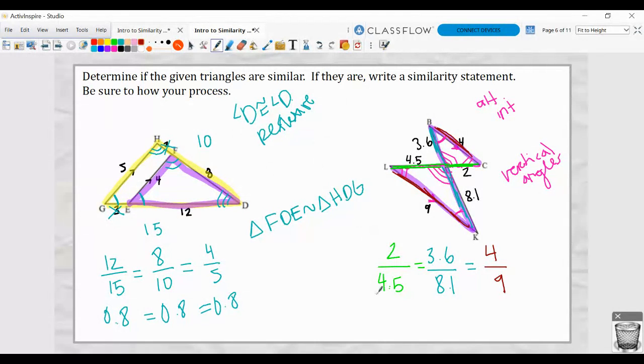So then we can just go into our calculators or however you really want to do this. This is 4/9. It's 0.4 repeating. I'm going to write it as 4/9. 3.6 over 8.1 is also 0.4 repeating, which is also 4/9. And then, oh, look at that, 4/9. Right? So therefore, these two are similar because you have corresponding angles congruent, your special angle relationships, and then we have corresponding sides proportional, and we showed that.